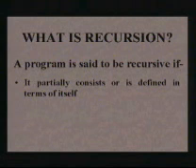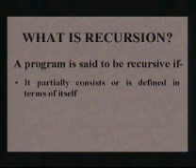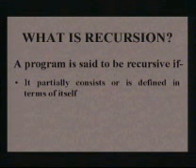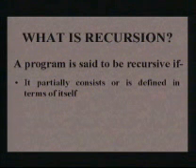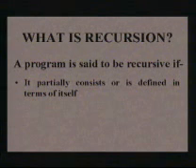But let's have a small definition to start with. A program is said to be recursive if it partially consists of or is defined through itself. For example, you have been writing small programs, calling some function through some function. For example, a function A calls function B calls function C. But think of a situation where function A calls itself, or function B calls itself, or function C calls itself. But each time, of course, with a different set of values, and that is an example of recursion.